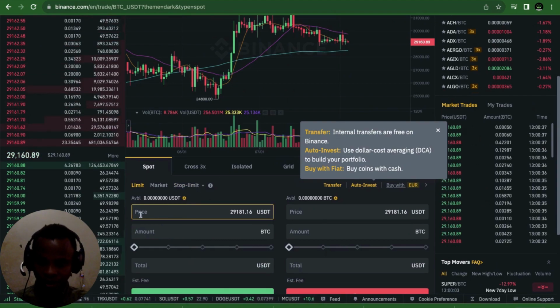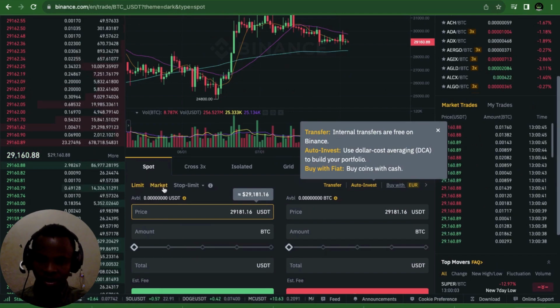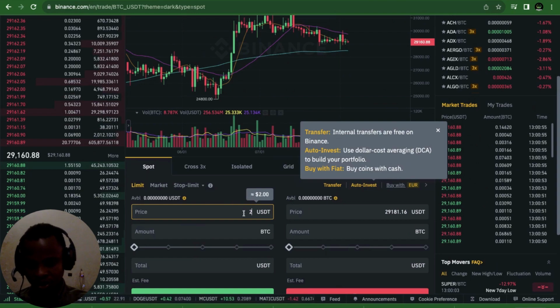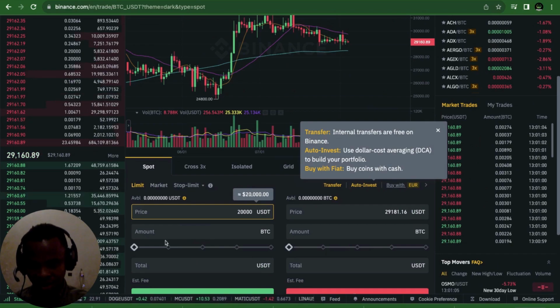So for you to trade on the spot market, all you have to do right now is come here and fill in the order you want, the quantity you want, and this is the price. You can do it with a limit order, market order, or stop limit. Let's assume we are doing this with a limit order. All you have to do is come here and fill in the price you want. Let's say we put in 20,000, which we all know is not feasible anytime soon.